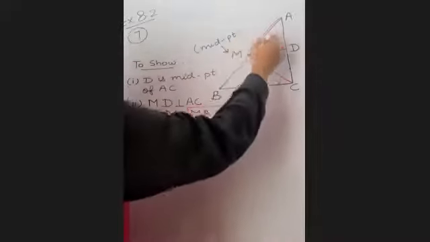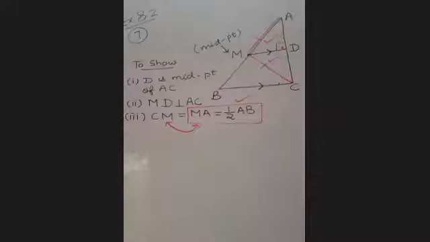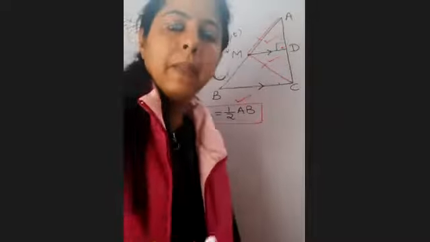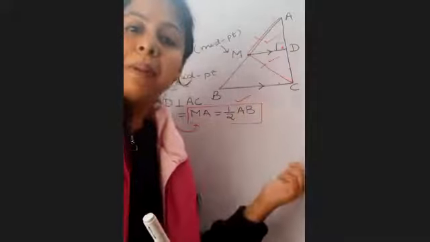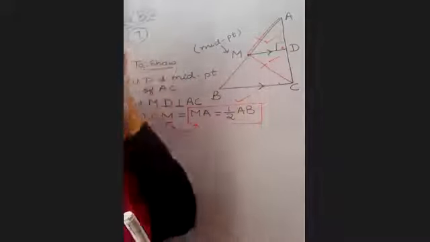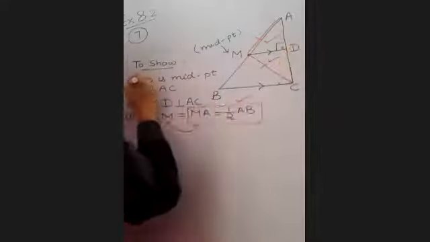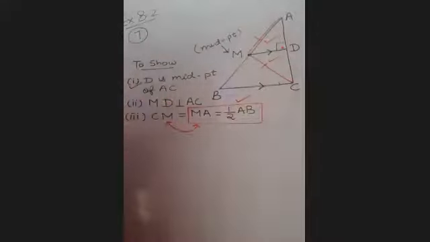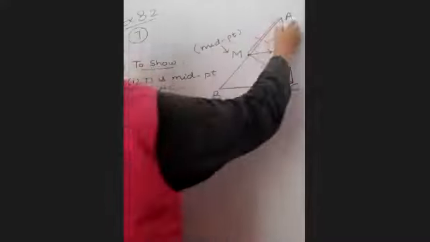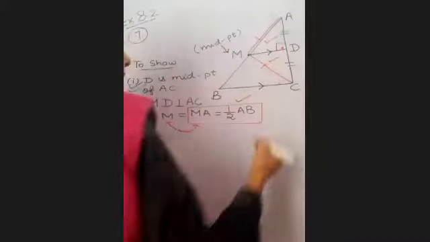Now with CM and MA, can we have these two triangles? Yes, ma'am. One triangle has CM, the other has MA. Let us prove these two triangles to be congruent. Then by CPCT, CM will be equal to MA. Right? Let us see. Now, in these two triangles, what is D? We have proved D to be the midpoint of AC. So, will we get AD equal to DC?